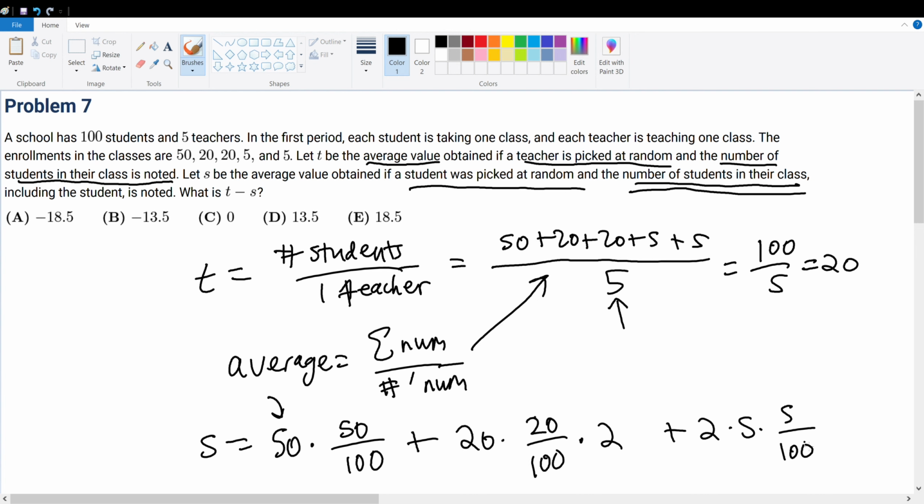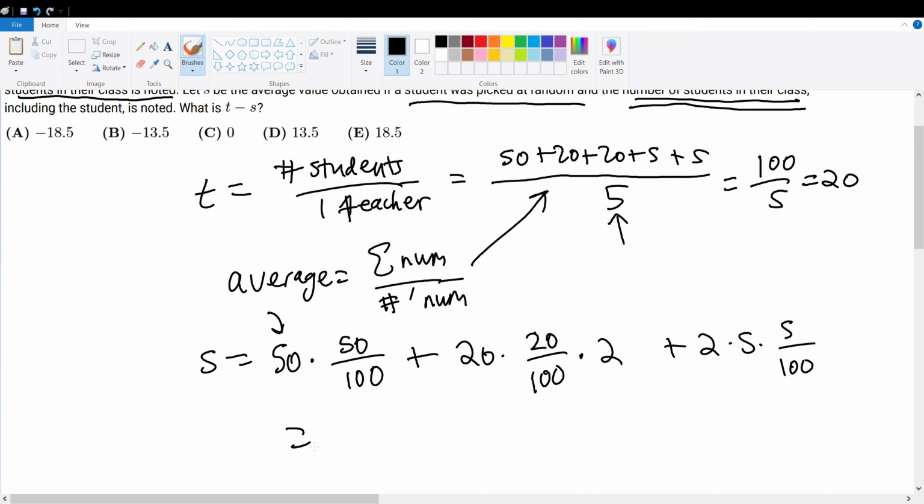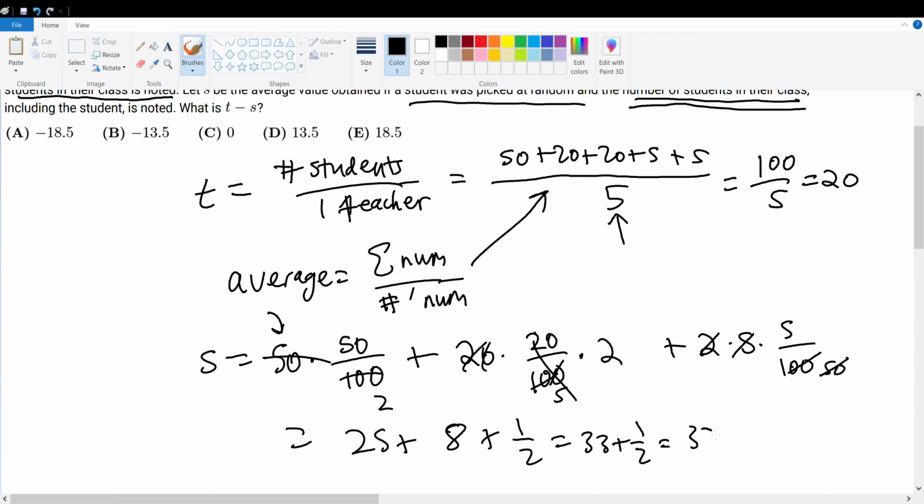So given this, we can solve for S. S will just be equal to, if we cancel this out, 25, plus 4 plus 8 plus 50, and then that would be plus 1/2, so that's 33 plus a half, which is just equal to 33.5. So 33.5 is S, and T is 20.